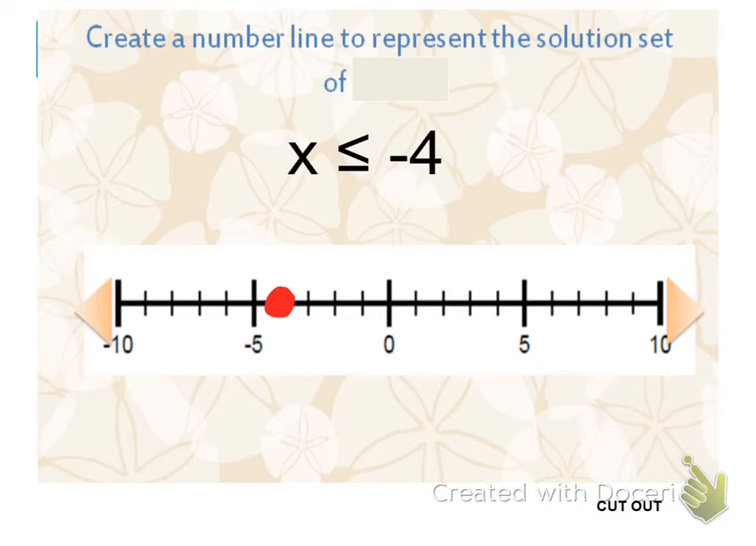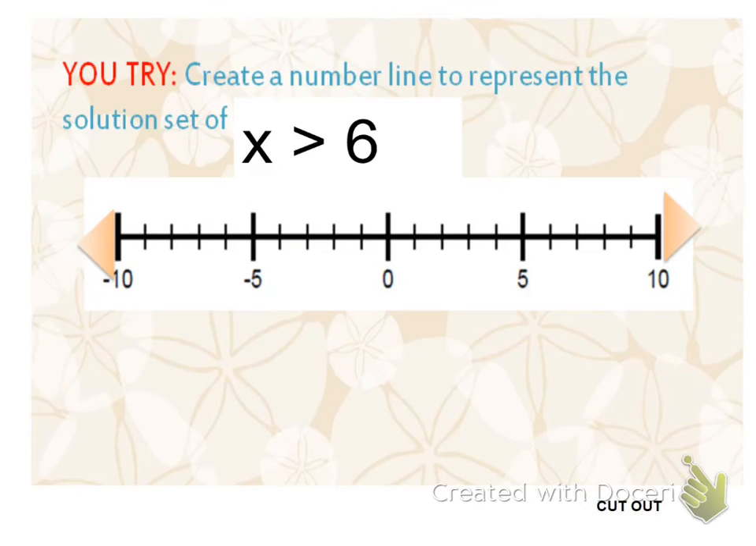So are we going to shade to the right or to the left? Left. We're going to shade to the left because all of those are numbers less than -4. Also, our shortcut is to say, look, the arrow up here is pointing to the left. We are going to shade to the left. Got it? That's just a little shortcut to help you. If you think about this as pointing in a direction, it's pointing to the left.